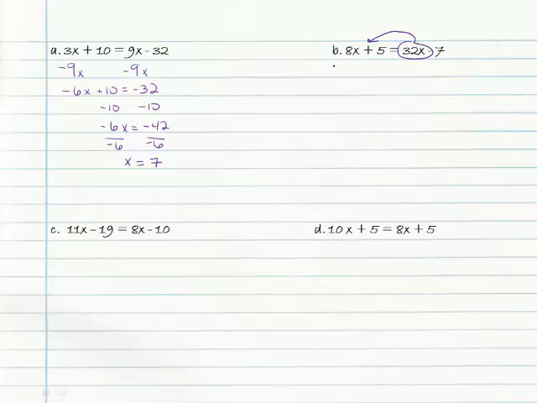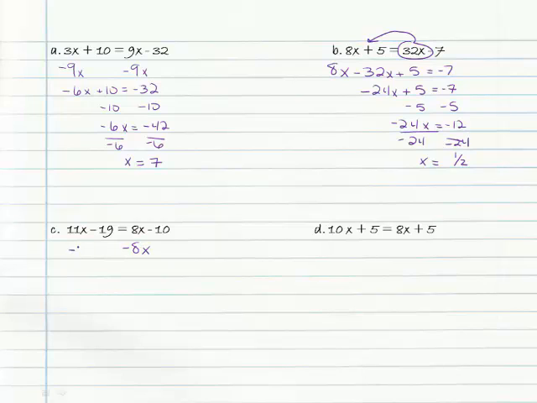Now on this one, I'm going to do method A, where I'm going to pick it up and I'm going to move it over, and I'll have 8x minus 32x plus 5 is equal to negative 7. 8 minus 32 is negative 24. Then I'll subtract 5 from both sides, and I have negative 24x is equal to negative 12. Divide both sides by negative 24, and I get that x is equal to 1/2.